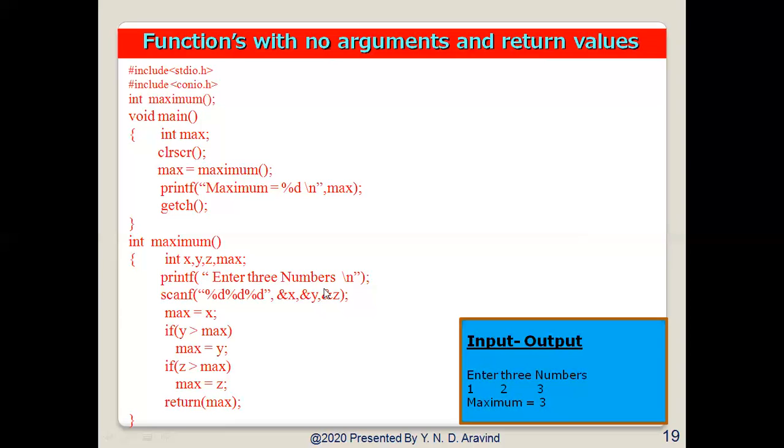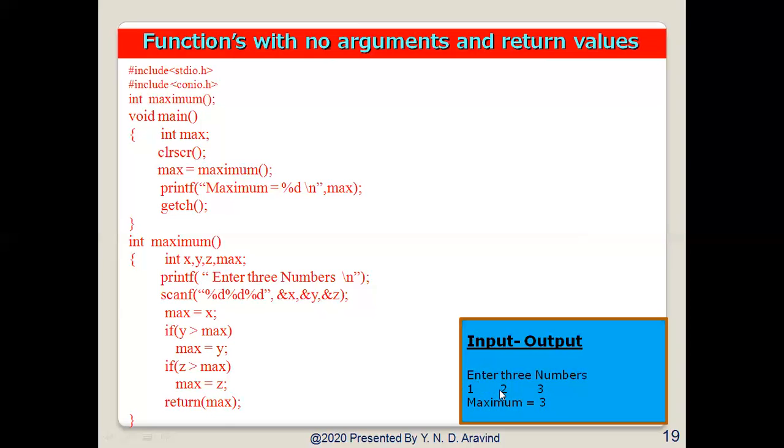So the printf: enter the three numbers. You have accepted the three values, that is x, y, z values. X is 1, y is 2, z is 3. Now maximum is equal to 1. Since x value is 1, maximum is equal to 1. Y is greater than max. 2 is greater than 1. So the maximum value will become 2.